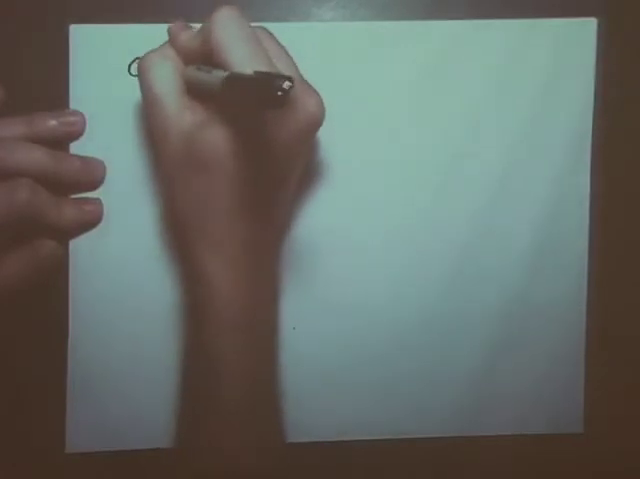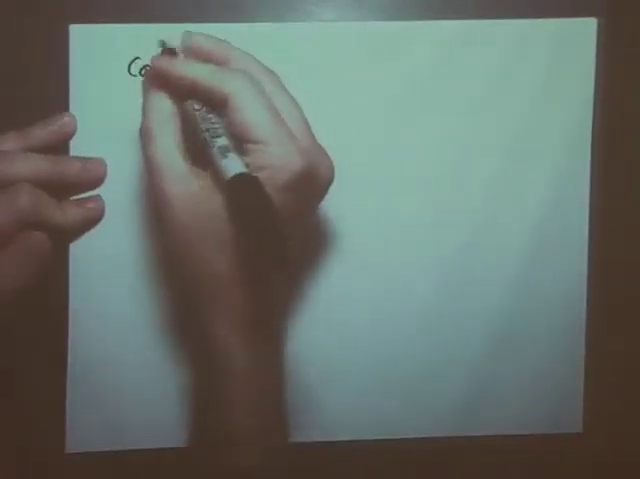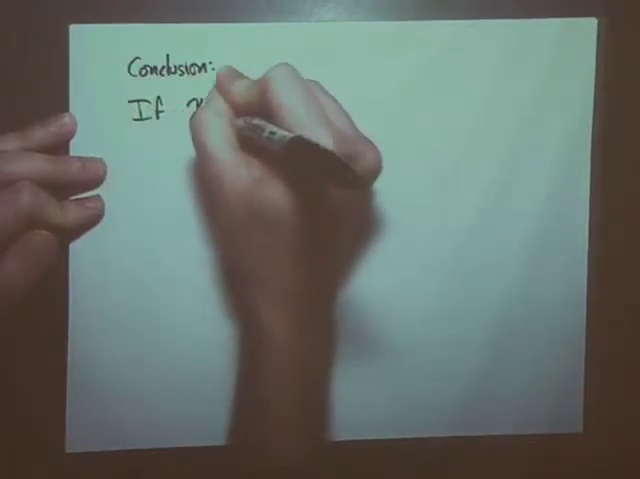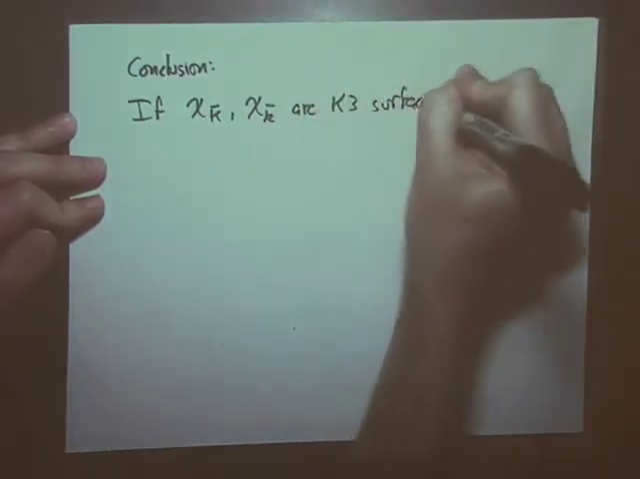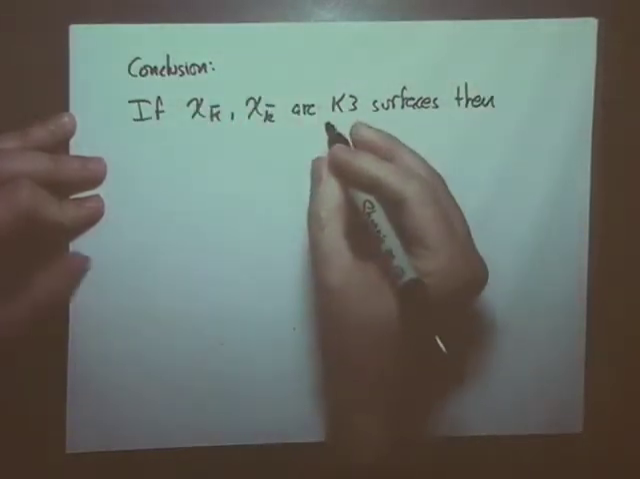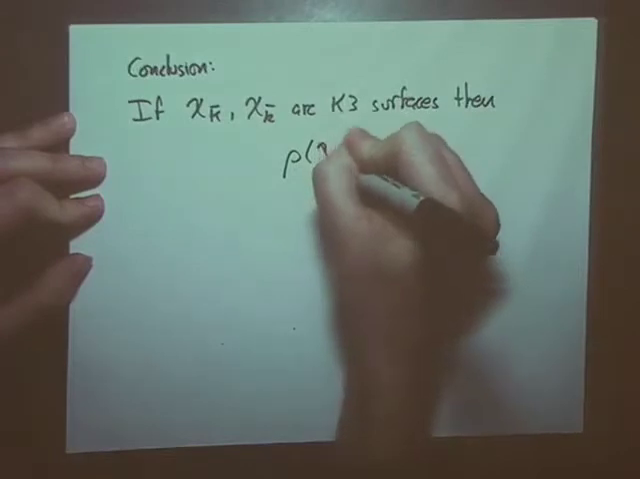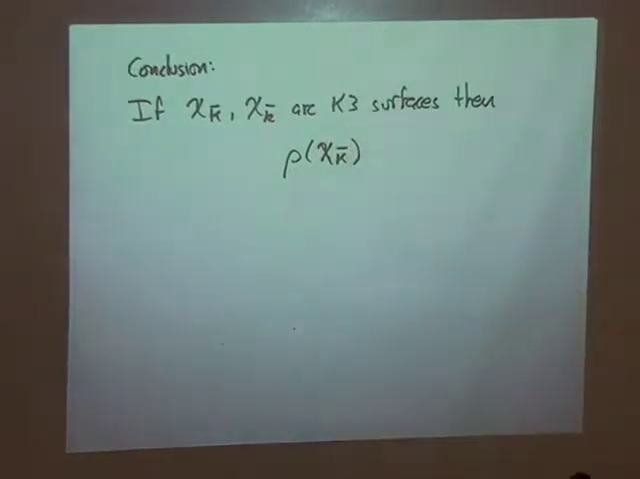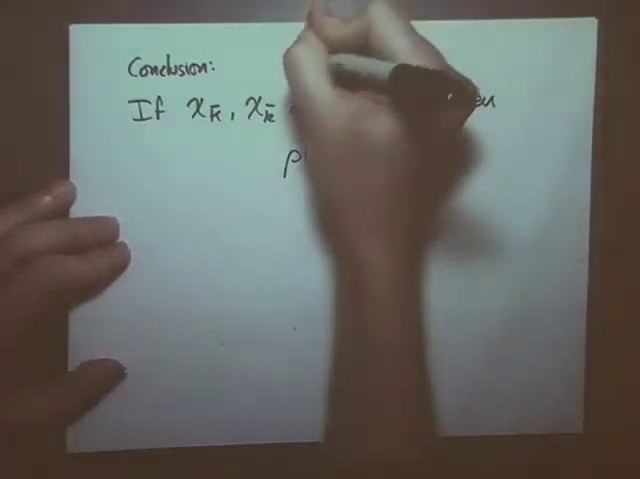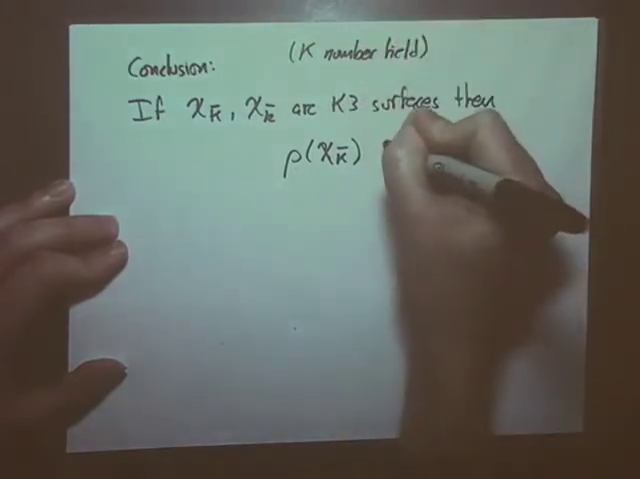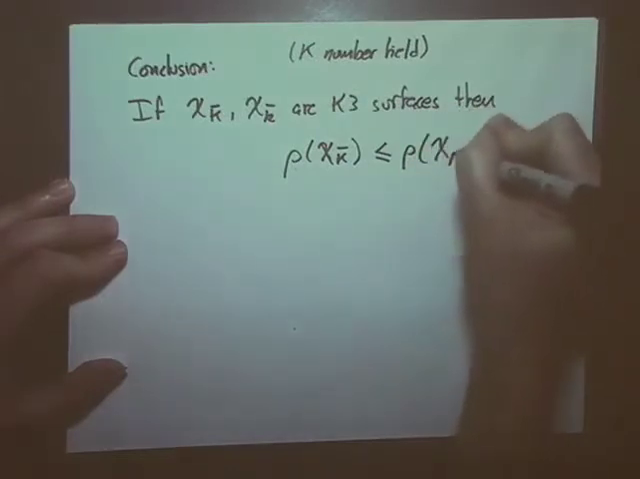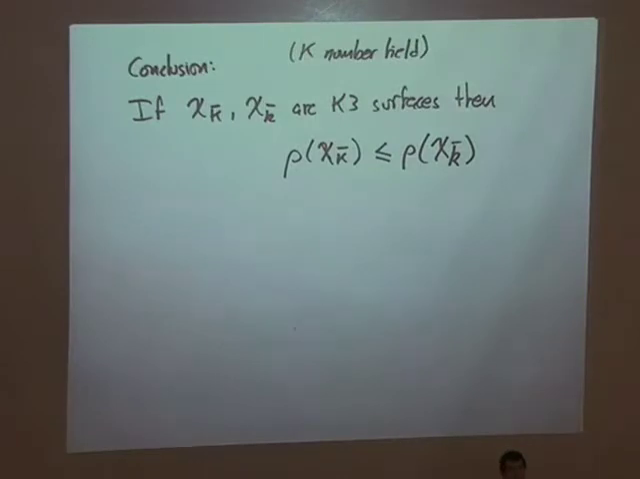So let me put this over here. The conclusion of this discussion is that if these two fibers here are K3 surfaces, then in fact the Picard number of my original surface, the geometric Picard number, say over the number field, let's say that K is a number field, just to fix some ideas, is going to be less than or equal to the Picard number of the reduction.